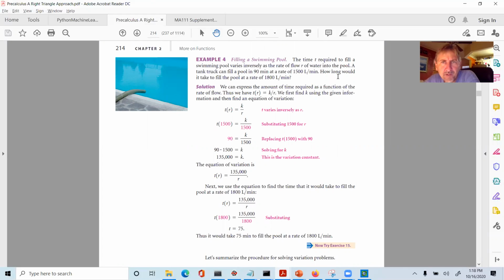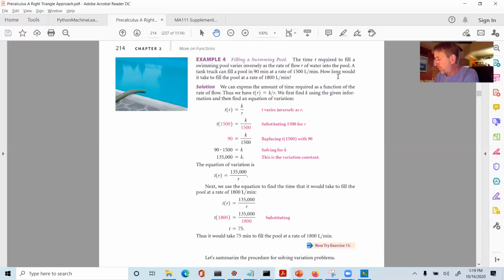So we have the time required to fill a swimming pool varies inversely as the rate of flow R into the pool. So the time varies inversely as the rate of flow, so 1 over R times k. I'm just using R, or you could have said rate. So if I increase the rate, then I'm going to shrink my time, just like this bus speed. Or if I decrease the rate at which we put water into the pool, then it's going to take more time. That's an inverse relationship.